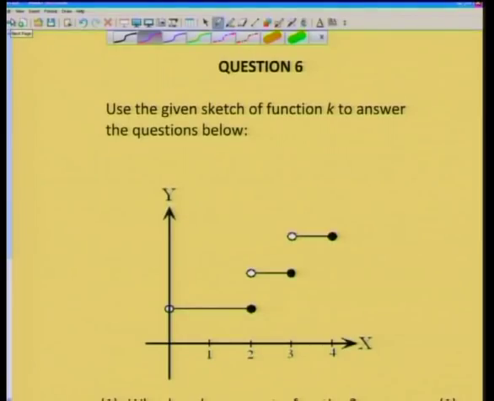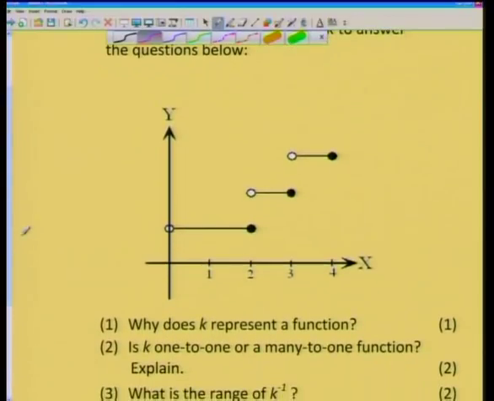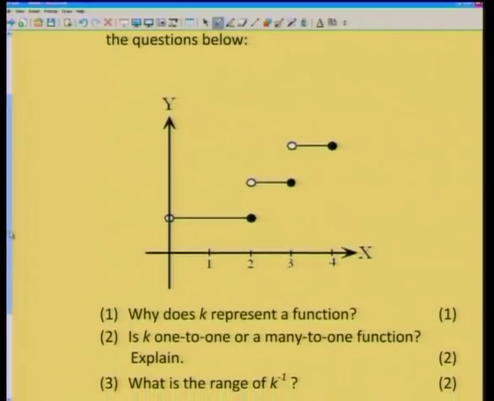Right, let's look at the next question. It says, use the given sketch of the function k to answer the questions below. Now, this is quite an interesting sketch. I'm sure you probably have never seen one like this before.